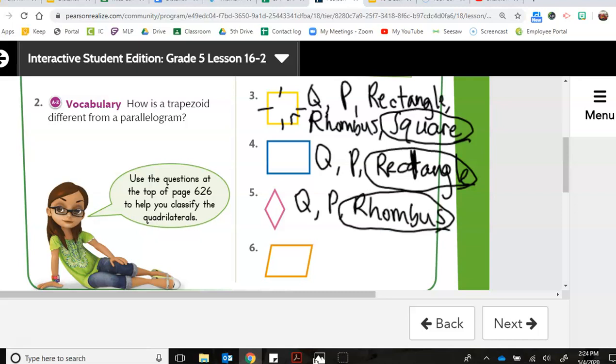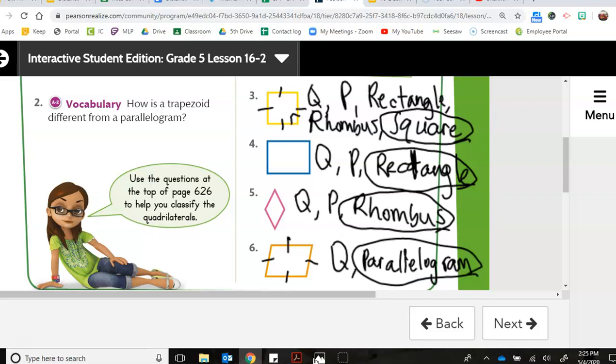Okay. And finally, the last one. As I look at this, I don't see right angles, which means not a rectangle or a square. I also don't see 4 equal sides, which means not a rhombus. So that just leaves parallelogram. My opposite sides are parallel, and my opposite sides are equal. So it's a quadrilateral because it has 4 sides, but it's also a parallelogram. And parallelogram is my most specific name for it.